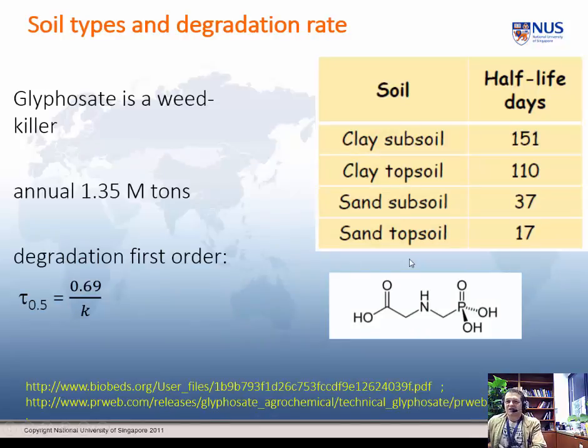Okay, so the degradation is first order. To give you a feeling of scale, about 1.5 million tonnes of glyphosate is made every year and sold. And the half-life of the glyphosate depends on what sort of soil you're actually doing the reaction in. Typically in clays and clay topsoils, it persists for longer than in sandy soils, because in sandy soils you get lots of water percolating through and it's dissolved and taken out that way.